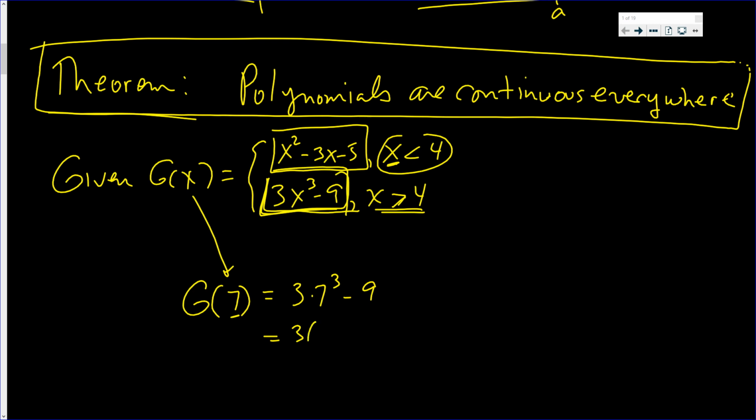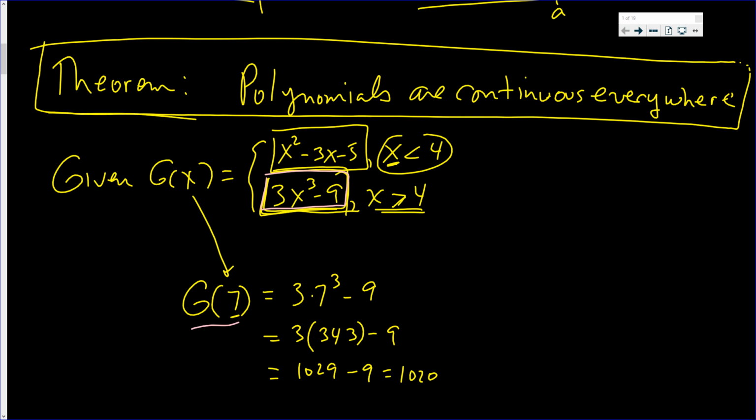49 times 7, I guess, is 343. Minus 9, that's 334. Some silly arithmetic error. But the key thing is that to calculate g of 7, I use the bottom rule.